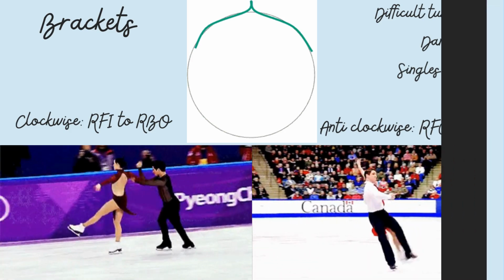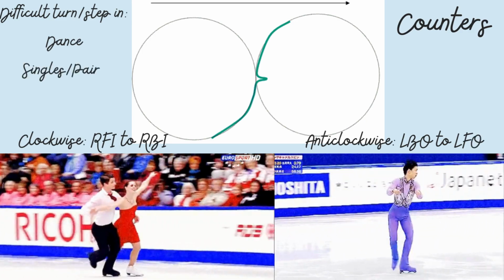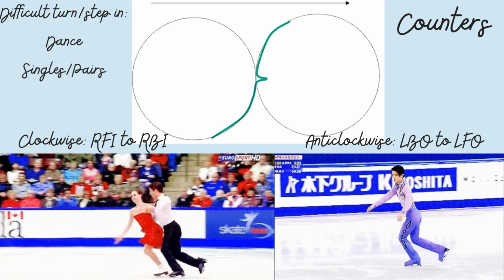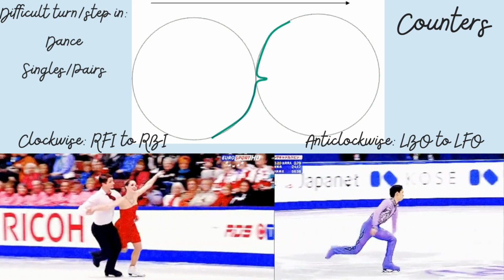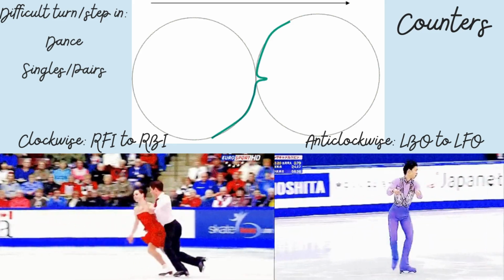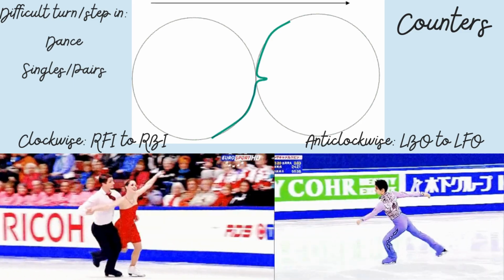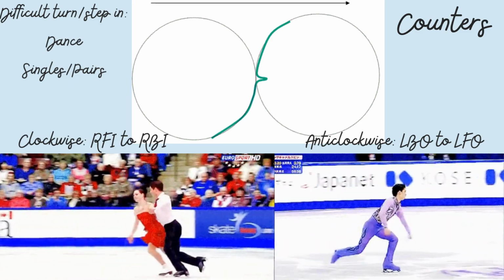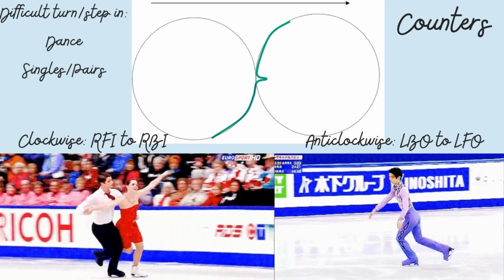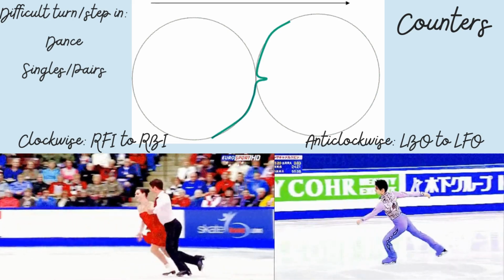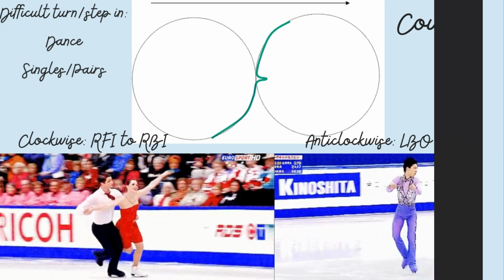On the screen there are some examples of clockwise and anti-clockwise brackets shown by Tessa Virtue and Scott Moir. The next step I'm going to discuss are counters. These are probably the most known from Yuzuru's triple axel entry, and so I have included that as an example of an anti-clockwise counter. In a counter, a skater changes direction, so from back to front or front to back, but they maintain the same edge throughout, so an outside edge maintains as an outside edge, or an inside edge stays as an inside edge, and the blade turns in the direction of the exit curve. You can see the ice mark on the screen.